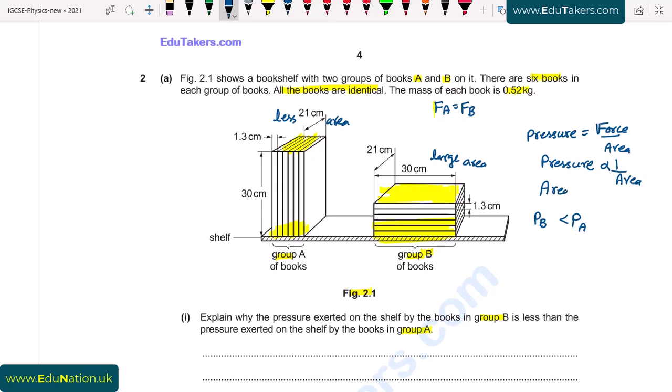Area of group B is greater than area of group A, and the pressure is inversely proportional to area. It means that pressure of B is less than pressure of A. So the pressure that is exerted by the group B of books is less as compared to the pressure of group A of books.